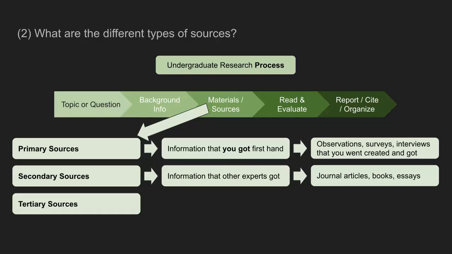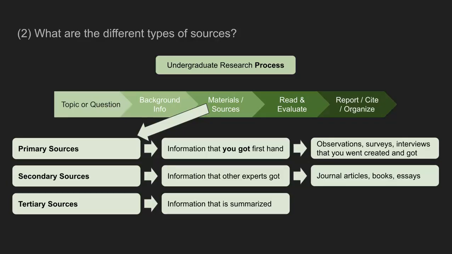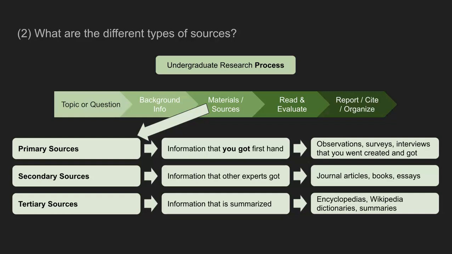Okay, and then the third one is called tertiary sources. And tertiary sources, that's information that is summarized. And those would be like encyclopedias, like Wikipedia, dictionaries, summaries, etc. So those things are the least official kind of things. They're the least detailed. They're just summaries. And that could be the reason why many instructors are going to say, hey, don't use Wikipedia, because a majority of the time it's a summary. So it's not information that's like a secondary source that experts are writing about. It's someone who summarized what a bunch of experts have done.